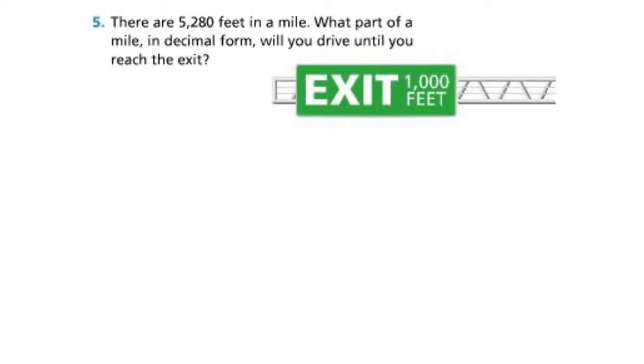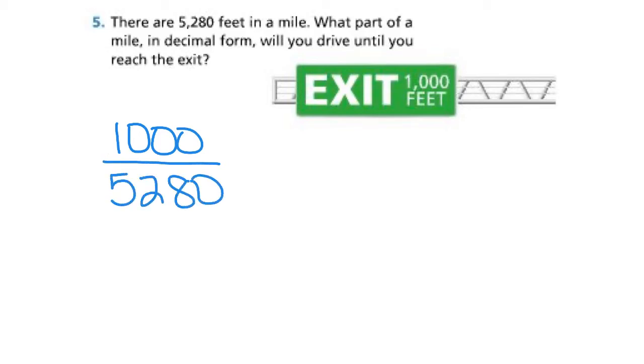Question 5. There are 5,280 feet in a mile. What part of a mile in decimal form will you drive until you reach the exit? This exit is 1,000 feet away. So our fraction is 1,000 feet out of 5,280 feet. We want to convert this fraction into a decimal.